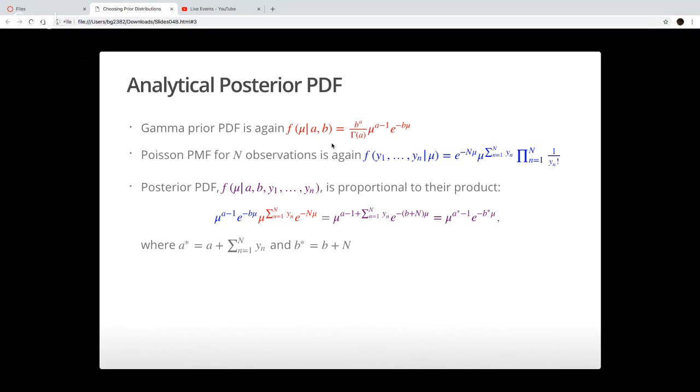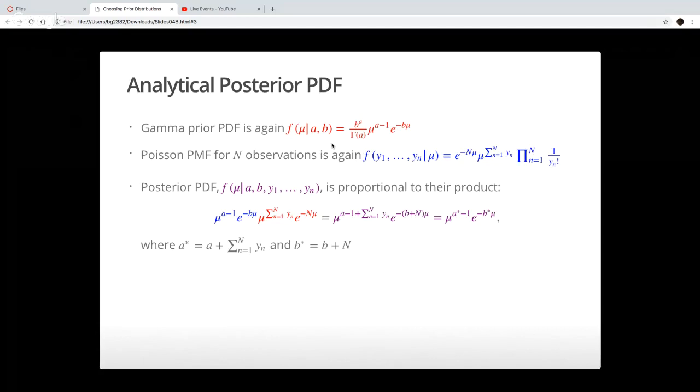So you can always separate for a distribution's PMF the part that involves the random variable in question, that would be the kernel, and the part that does not involve the random variable in question, the normalizing constant, which merely ensures that the PDF integrates to 1 or the PMF sums to 1. So I'm just working with the kernel here, the terms that involve mu, throwing away the constants.